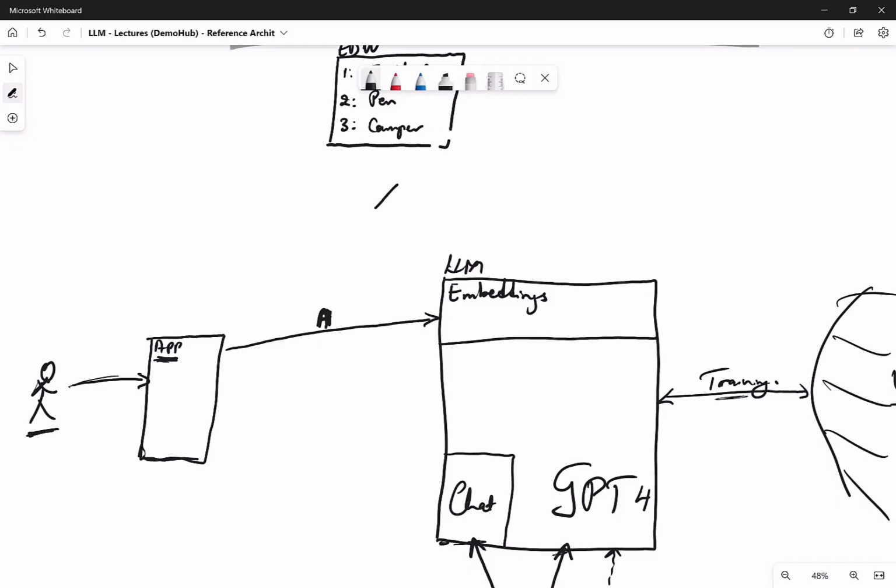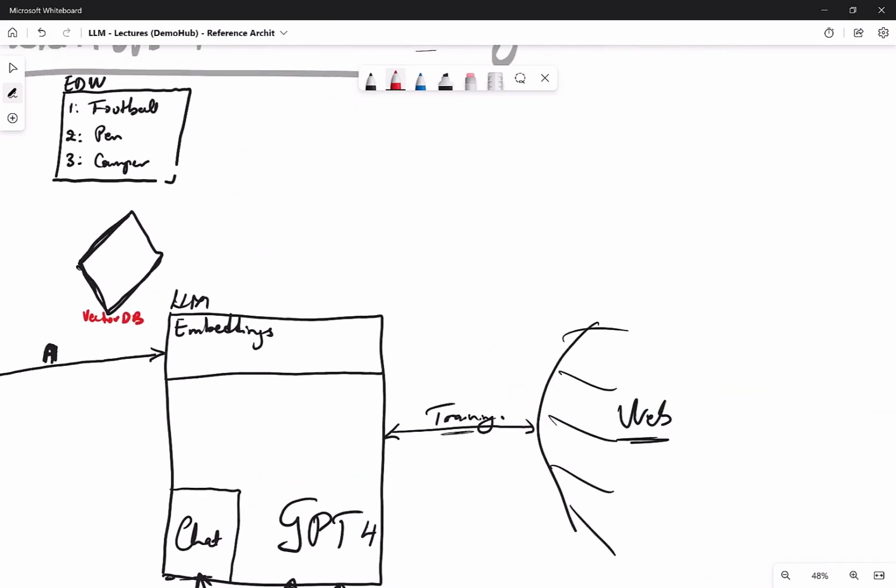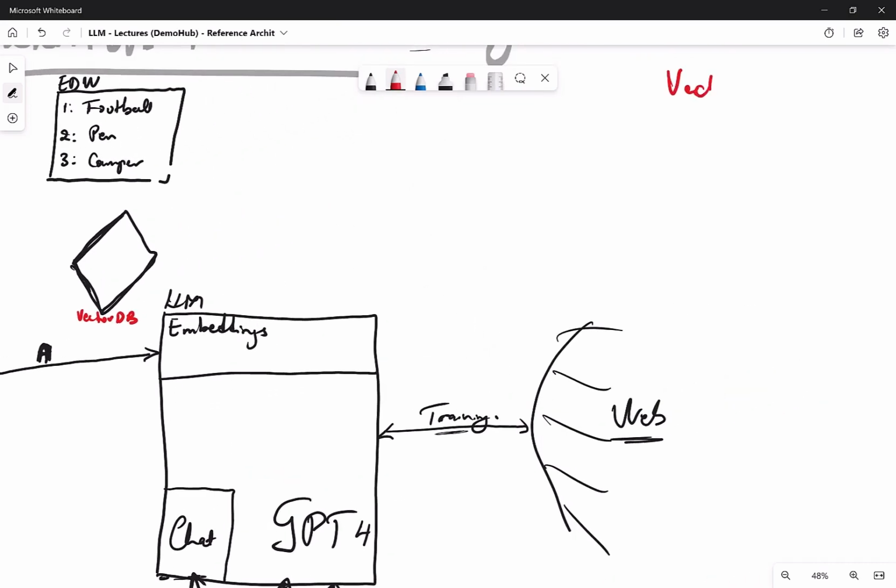For this, I'm going to introduce a new store here to persist our result. Make this the vector database. So this is our vector. Let's do that in red. This is our VectorDB. Now, there are many players in this space from a vector database perspective. I'll just give some ideas here.